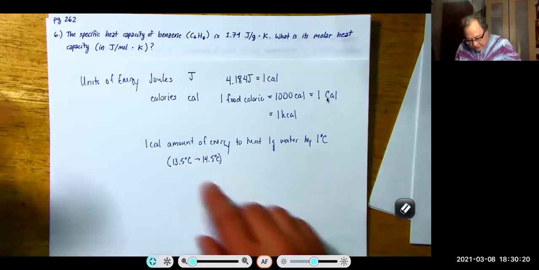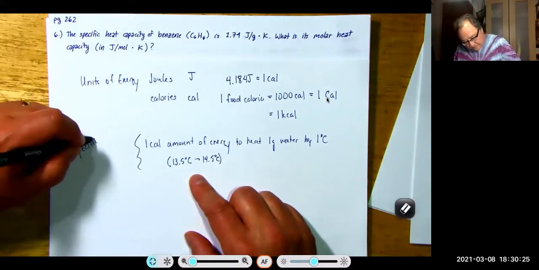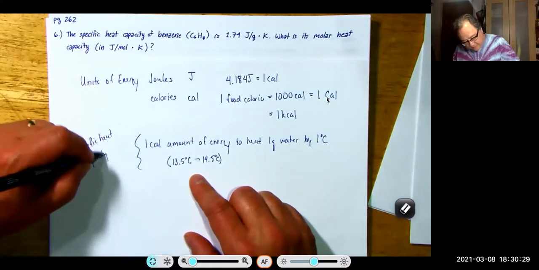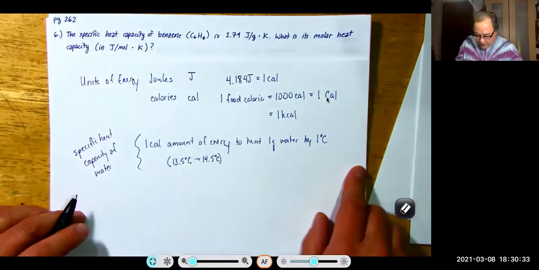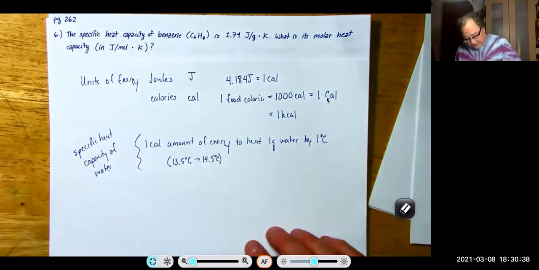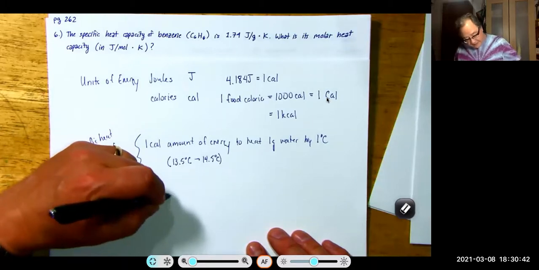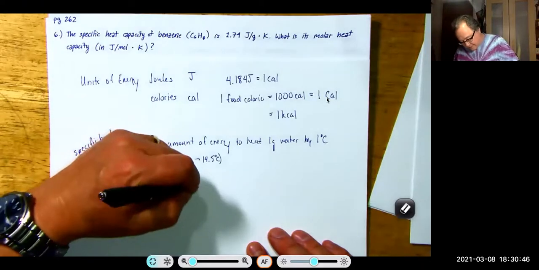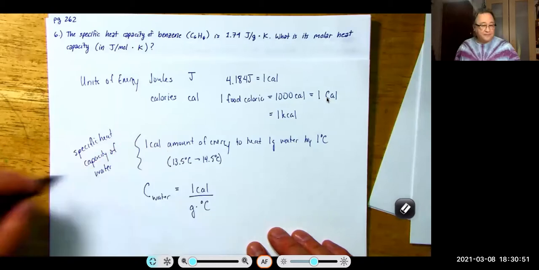This here is called the specific heat capacity of water. So how do we incorporate all of this? 1 calorie, 1 gram, 1 degree Celsius. We say that the specific heat capacity of water, C, is equal to 1 calorie per gram per degree Celsius.